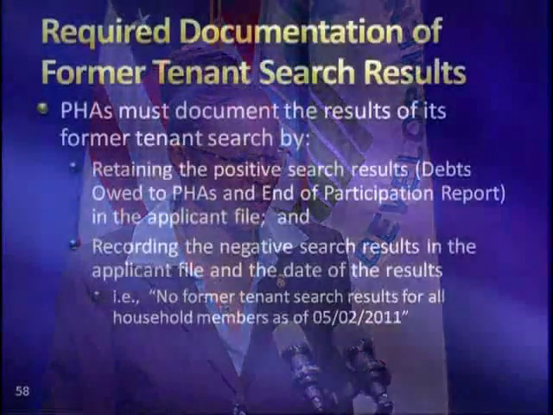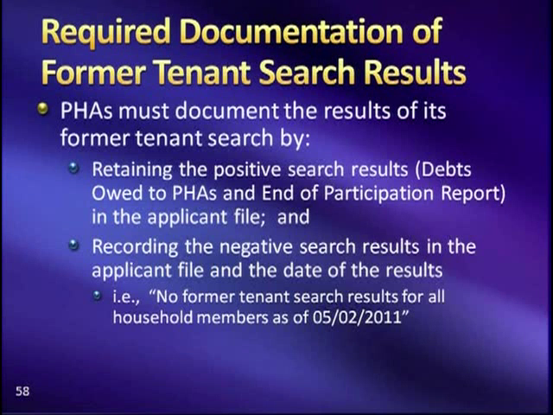Now, to prove that you have done the former tenant search, you're required to document the results of the former tenant search in one of two ways. For those household members where you do a search and there is a positive result, you're required to maintain a copy of the debts owed to PHAs and EOP report in the applicant file. For household members where there is a negative search result, or basically no results, you can opt to do one of two things.